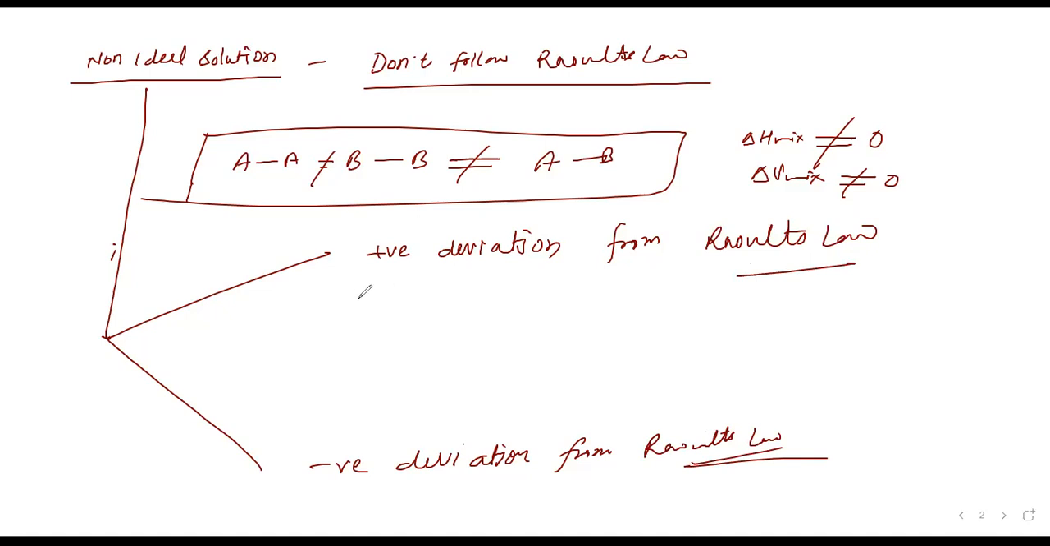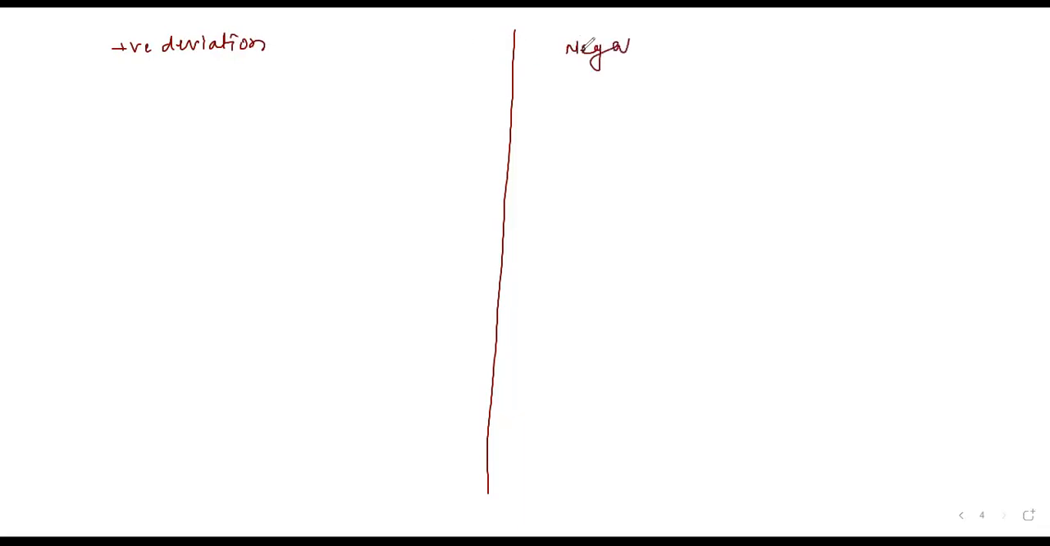When will a positive deviation come? In this case, more vapor pressure will come, and in this case, less vapor pressure. So here you read it a little in detail. This one is the positive deviation, and this is the negative deviation.